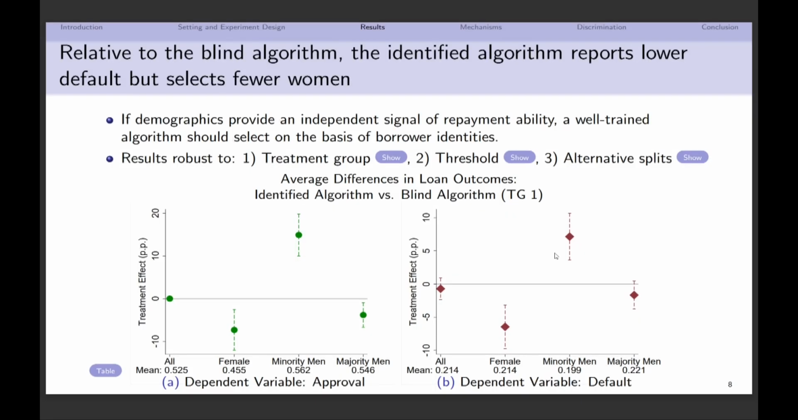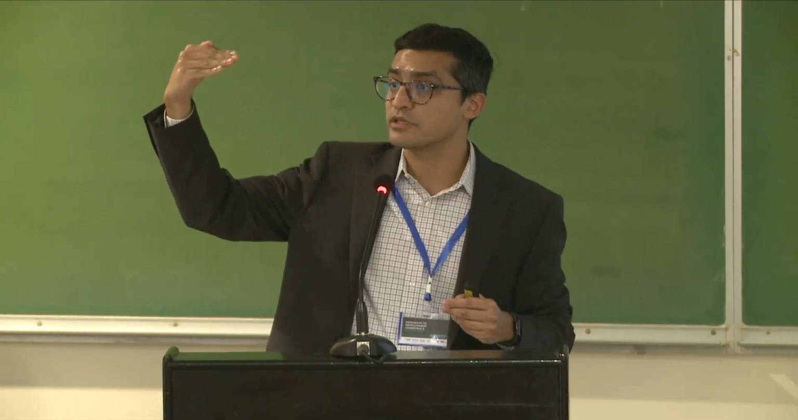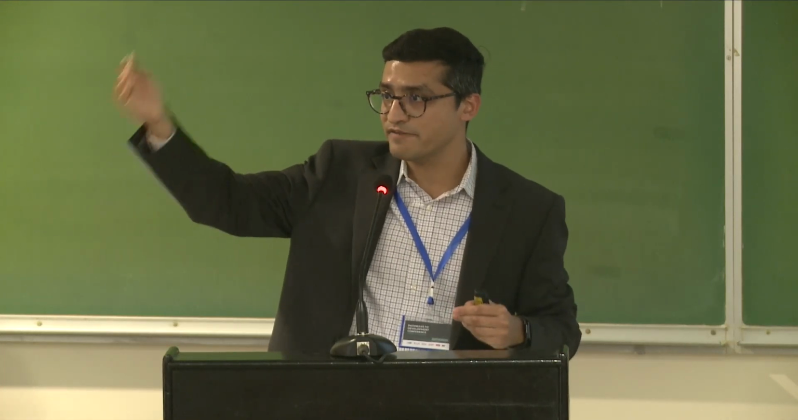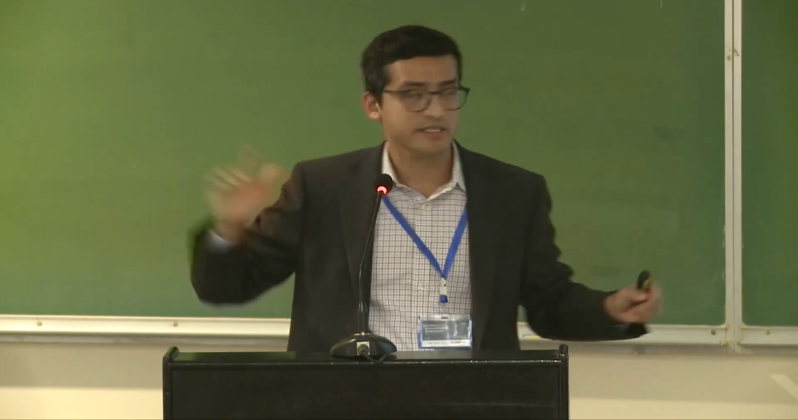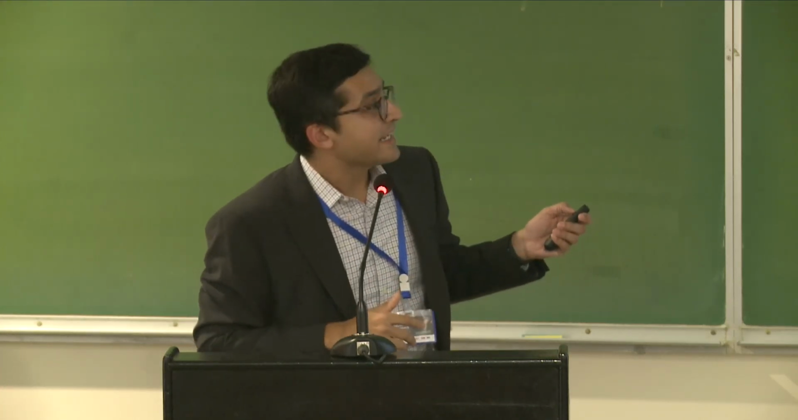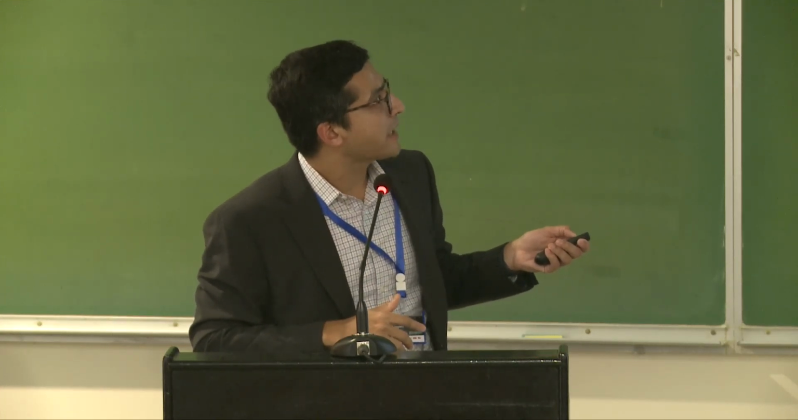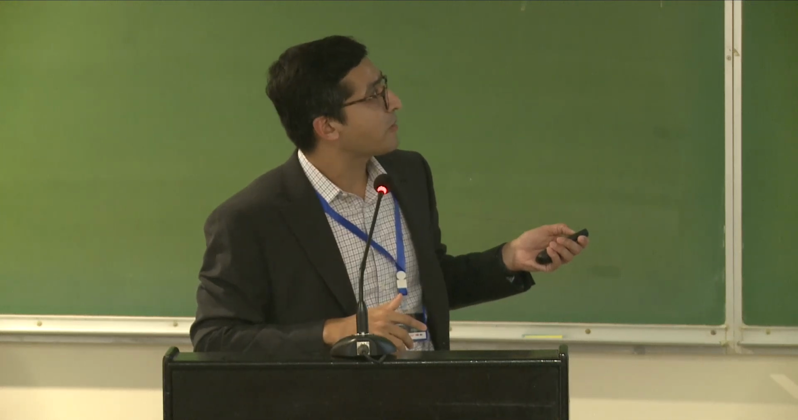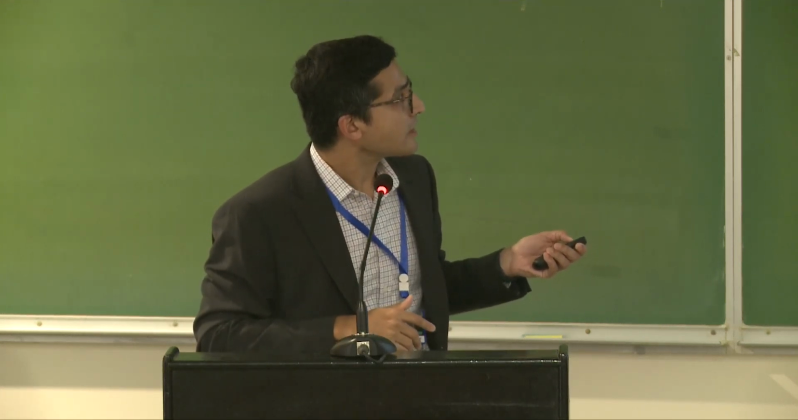Okay, now test 2. Let's have both the machine being blinded and the human being blinded, right? What happens in that situation? Oh, no, sorry, this is the other one. Now let's do the same test for the algorithm. The algorithm has demographics and the algorithm cannot see demographics. What happens? Well, the identified algorithm, which means the unblinded algorithm, reports lower default but selects fewer women.